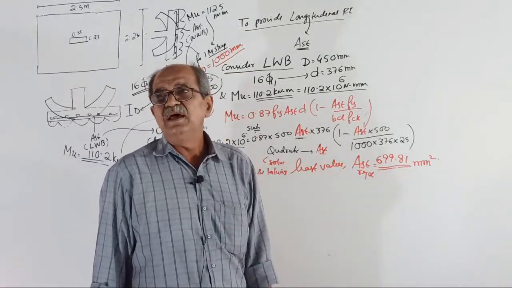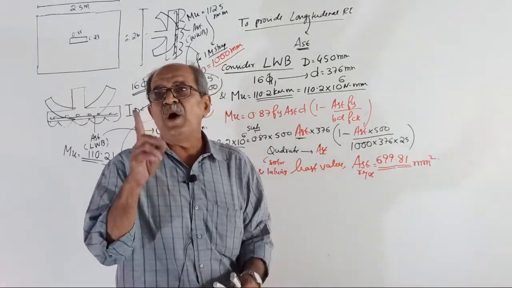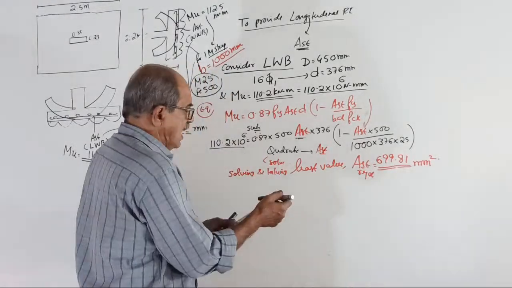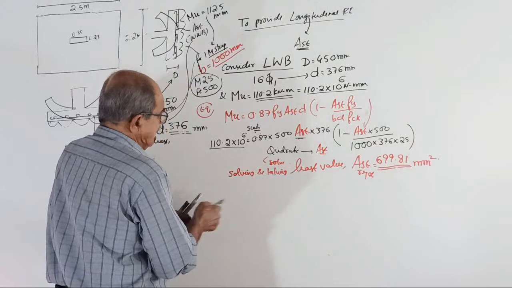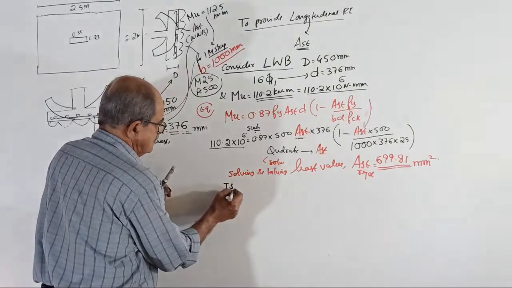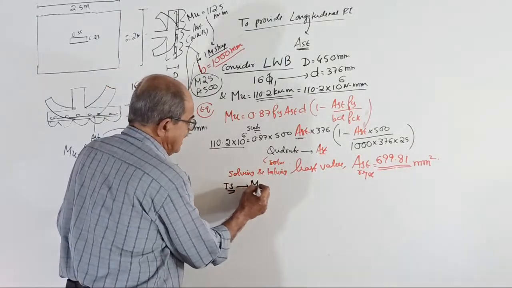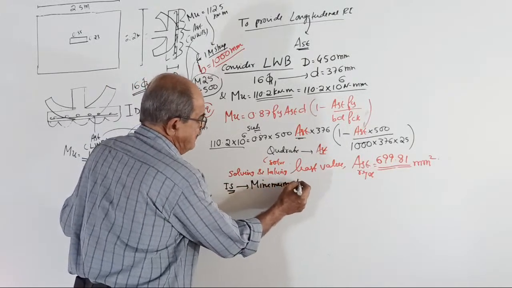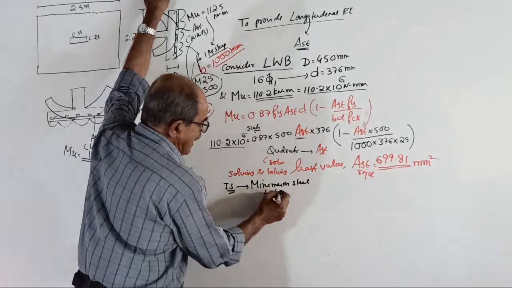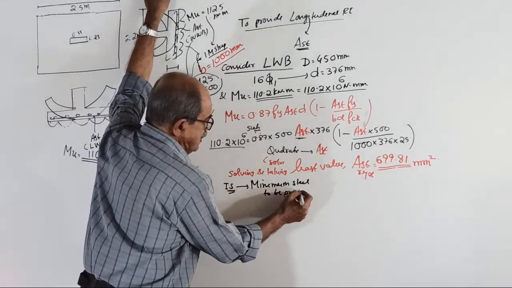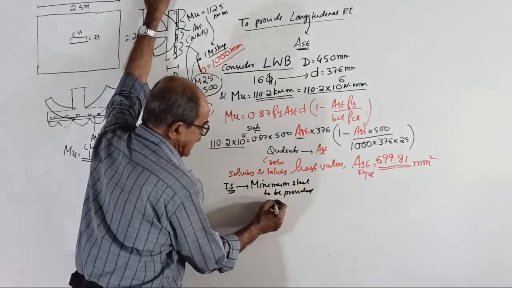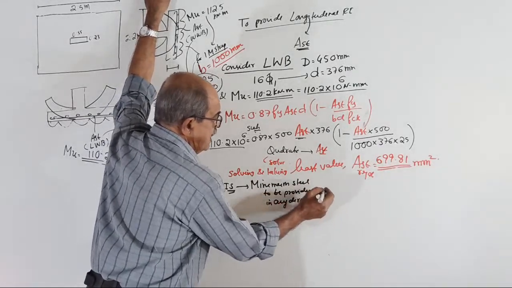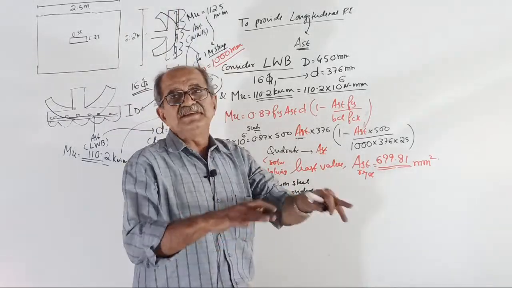699.81 mm square. This is the tension steel required. Now, immediately you have to go to IS code. As per IS code, minimum steel to be provided in any direction, either lengthwise or widthwise, equal to foundation is a slab.